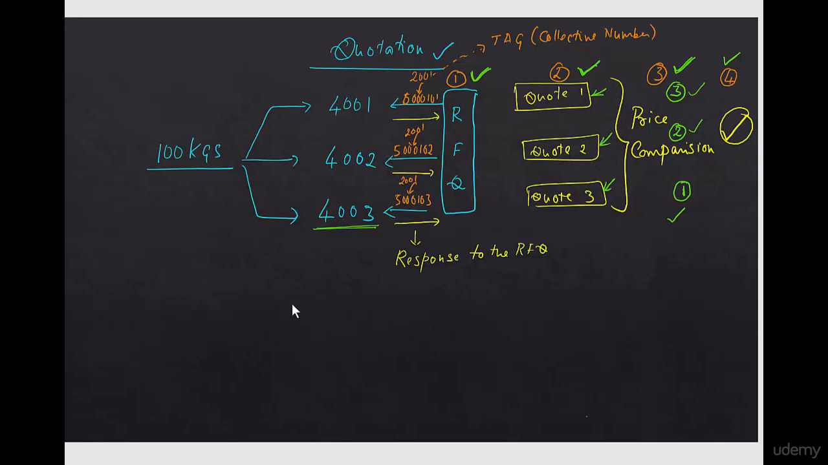So this vendor is accepted for this transaction, and the two other vendors are rejected for this transaction. Now, this is purely for the transaction. We're not rejecting the vendors forever. For this particular RFQ, we're going to reject these vendors and accept one of the vendors.